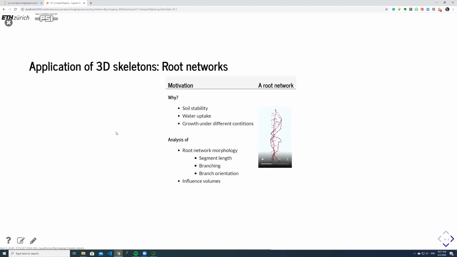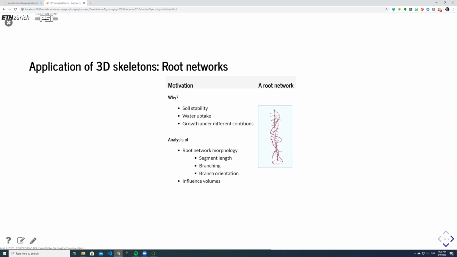Let's look at an application of a 3D skeleton. So I have a root network, which was provided to me by my student, Guido Parenza. That was segmented using a UNet deep learning algorithm to find these root networks. So why do we want to look at root networks? One thing is soil stability. Another one is water uptake or distribution within the root network. And also, how is the root growing under different conditions?